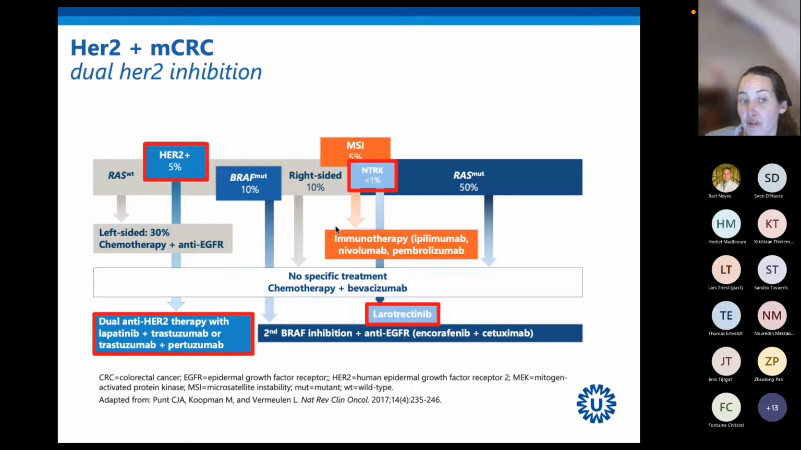Now to a bit more experimental treatment options, but quite well established treatment options for which a lot of phase 2 data exist. So that is HER2 and NTRK. First I will focus on HER2 positive metastatic colorectal cancer. It is actually also 5% of the metastatic colorectal cancers. That's the same amount as MSI, only we're not used to looking at it that often, so we don't identify this population that much. But if you start looking, you actually see it quite a lot.